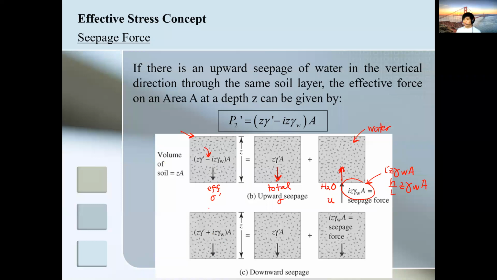Okay, so in the bottom diagram, for downward seepage, everything is together with gravity. The weight of the soil is with gravity, and the downward seepage is with gravity. That's why we have a plus sign in the effective force.